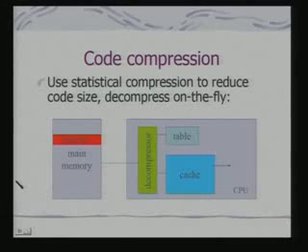The other approach which is also used is called code compression. Use statistical compression to reduce code size and decompress codes on the fly. So that means, if this is my instruction, this is a coded form of instruction. These instructions from main memory are passed on to the CPU. The CPU itself can have a decompressor. And after decompression, you get the actual instruction which is in the cache.